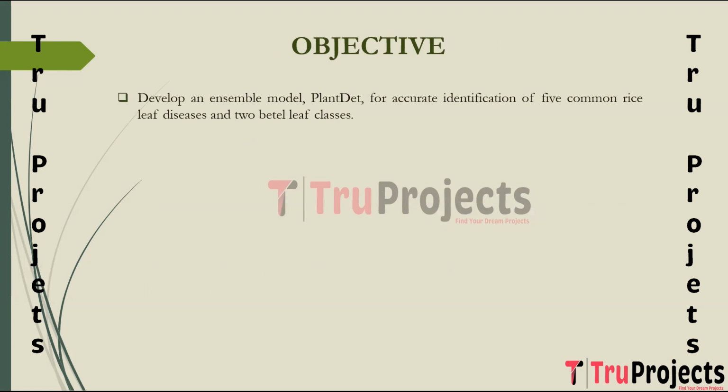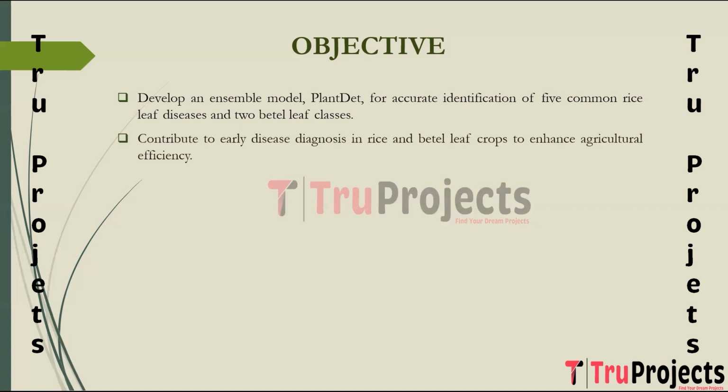Objective of the project. The primary objective of the project is to develop an advanced deep ensemble model, which is PlantDet, capable of accurately identifying and classifying the five most common rice leaf diseases, which are bacterial leaf blight, brown spot, leaf blast, leaf scald, and narrow brown spot, as well as distinguishing between healthy and unhealthy betel leaf classes. The project aims to contribute to the early diagnosis of plant diseases, particularly in rice and betel leaf crops. By detecting diseases at an early stage, farmers can promptly implement necessary measures to cure the disease, thereby enhancing agricultural efficiency and production rates.